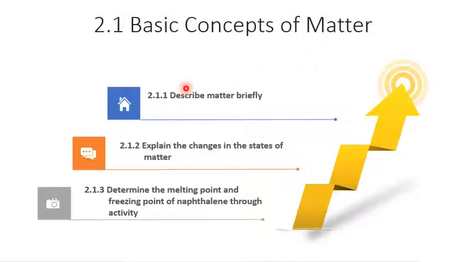So there are three things here. The first one is describe matter briefly. Number 2, explain the changes in the states of matter. Number 3, determine the melting point and freezing point of naphthalene through activity. For number 3, I will just explain briefly, because we will go into details when we do the experiment in school.